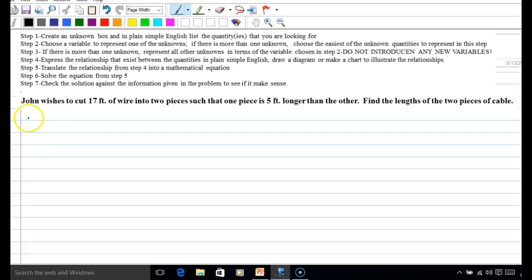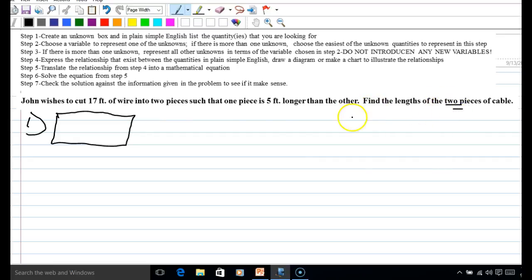So step 1 is to create an unknown box, and in that unknown box I'm going to use plain simple English, no variables in this particular step, to represent my unknowns. So you ask yourself, what am I looking for? So here's my problem. John wishes to cut 17 feet of wire into 2 pieces, such that one piece is 5 feet longer than the other. Find the lengths of the 2 pieces of cable. So in my unknown box, I'm looking for 2 pieces of cable.